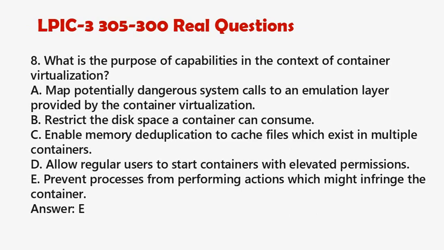8. What is the purpose of capabilities in the context of container virtualization? A. Map potentially dangerous system calls to an emulation layer provided by the container virtualization. B. Restrict the disk space a container can consume. C. Enable memory deduplication to cache files which exist in multiple containers. D. Allow regular users to start containers with elevated permissions. E. Prevent processes from performing actions which might infringe the container. Answer: E.